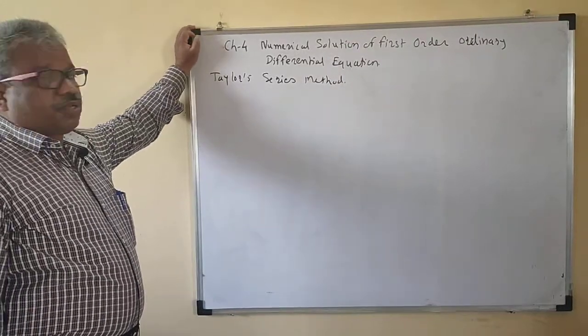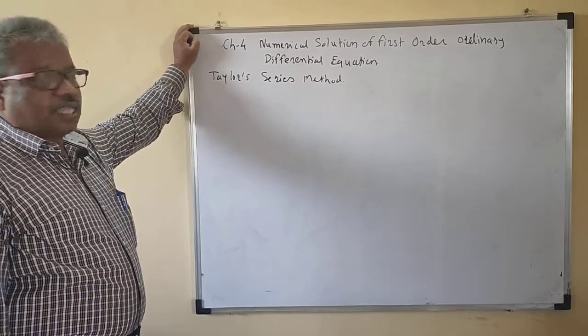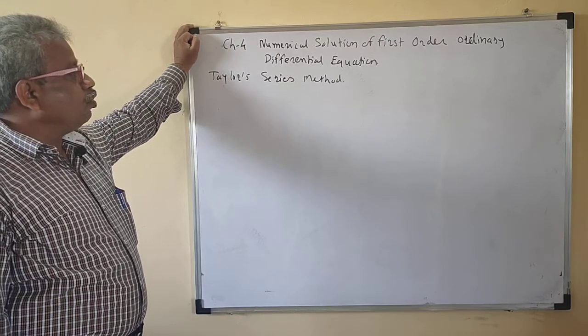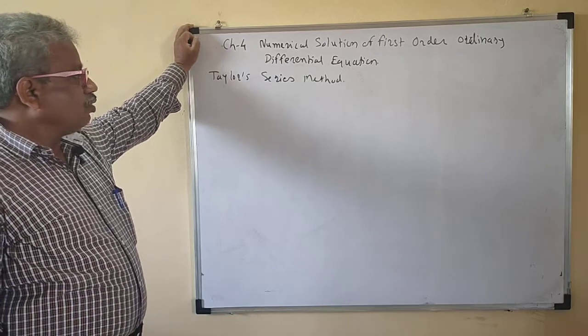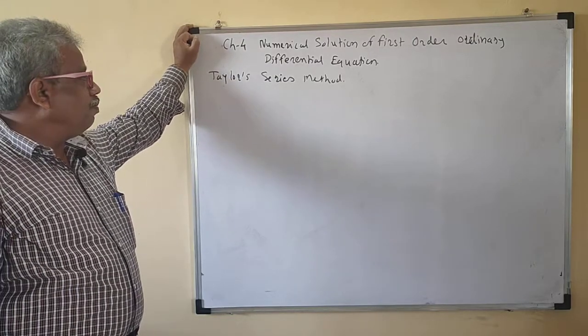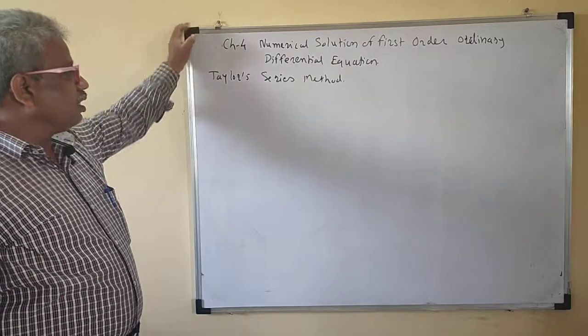Now we will revise chapter 4 of the numerical methods and its application. That chapter 4 is numerical solution of first order ordinary differential equations. You know that there are four methods. The first one is the Taylor series method.